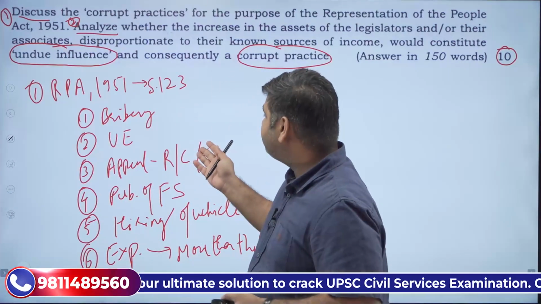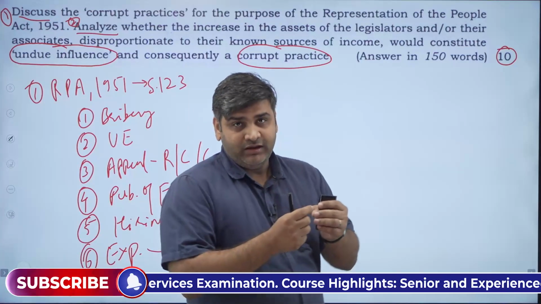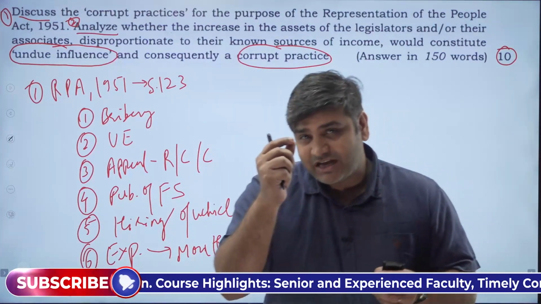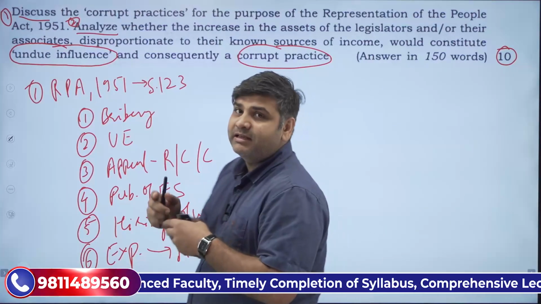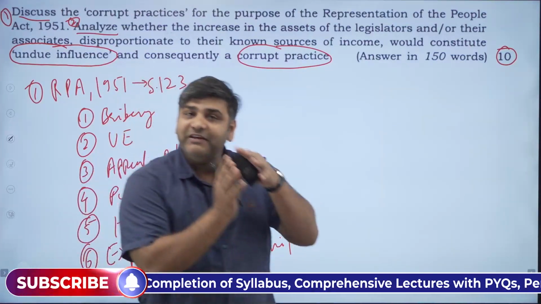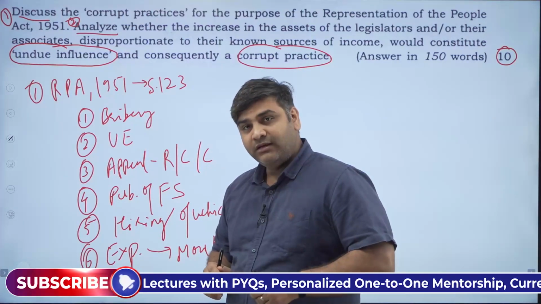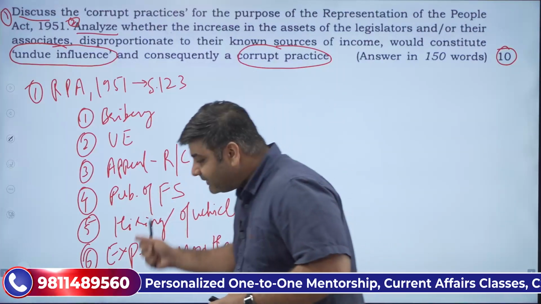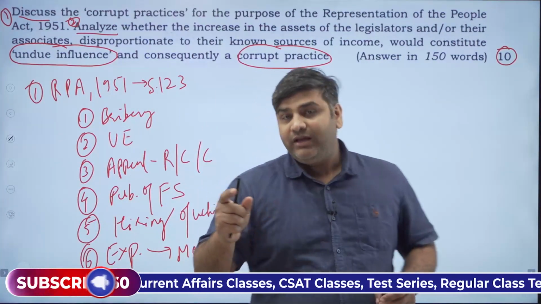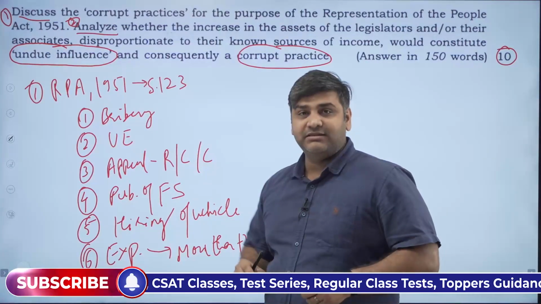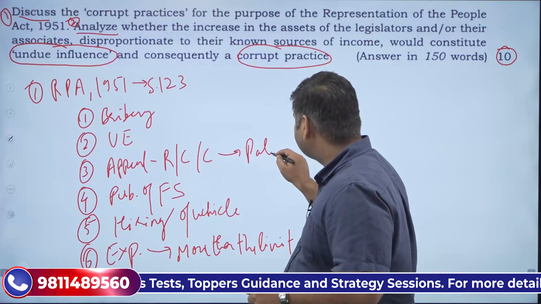Another one is undue influence. That means the election has to be a free and fair practice. Now any kind of influence if the candidate is making in that free and fair practice of election will be considered as undue influence. If the candidate is making some kind of appeal based on religion, based on caste, based on community, that is also considered to be a corrupt practice. That is considered to be an act of polarization.